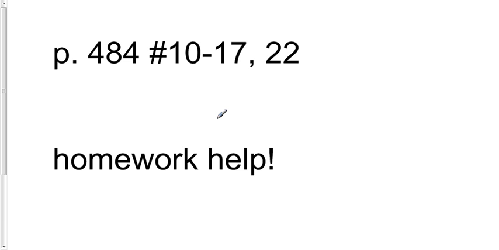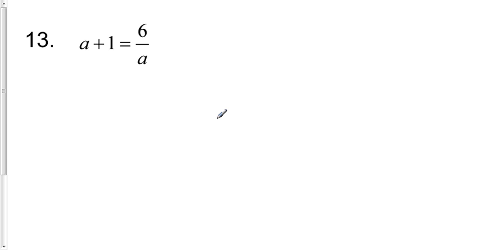Okay, so I've included a few of the solutions to some problems from your homework from Wednesday. First one is 13. So we want to eliminate the fraction, and since we only have one fraction, we're going to multiply by its denominator. Multiply everything by a, and we end up with a squared plus 1a equals 6, because the a's in this fraction here are going to cancel out.